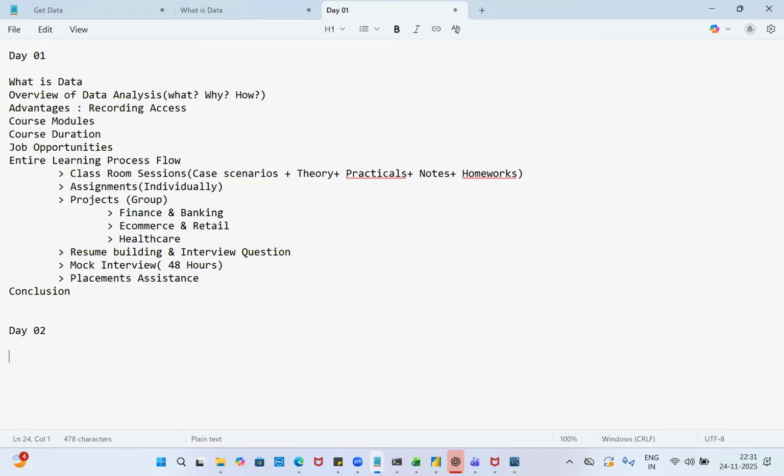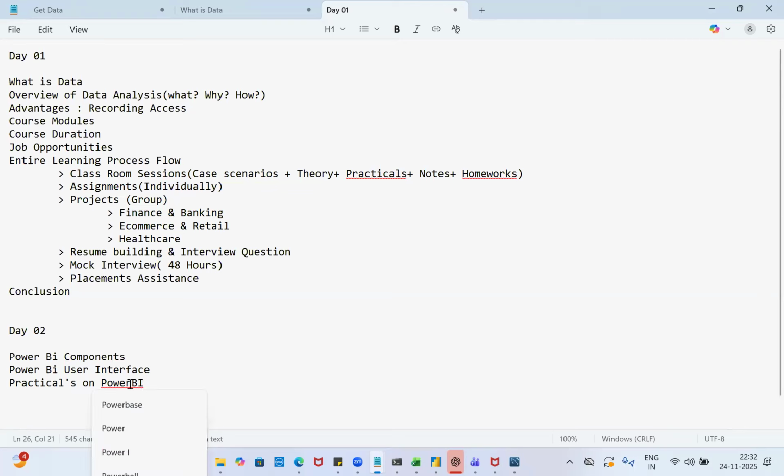And day two is like this. First, a little bit of theory. We will talk about Power BI components and try to connect them with our data analysis life cycle. Then we'll understand what Power BI is, the user interface, and then we are going to do practicals on Power BI, a quick dashboard. We are trying to do it within 5 to 7 minutes. So it's going to be a very interesting practical. Tomorrow we are going to do this on day two.